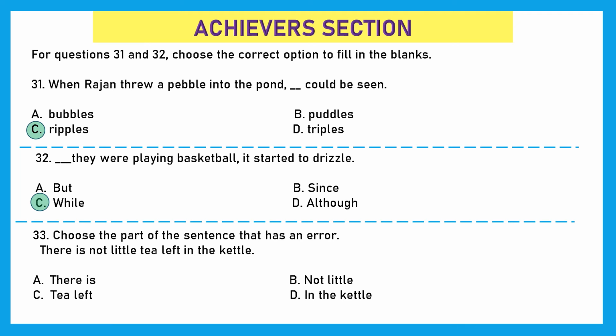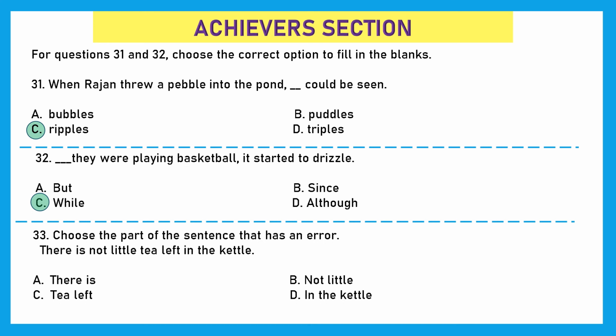Question 33. Choose the part of the sentence that has an error. There is not little tea left in the kettle. So this is wrong sentence. Reason, we are saying not, which signifies a negative aspect of a particular sentence, and then we are saying little also, which is a positive one. So it should be there is no tea left or there is little tea left. Either of one should be there.